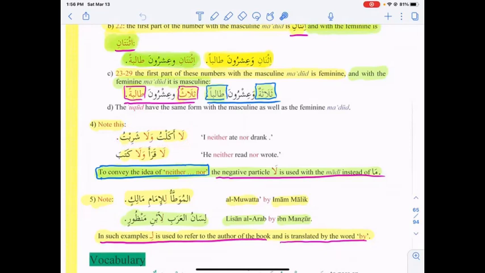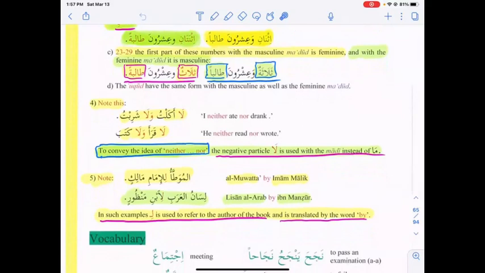This will come in the Quran. La qara'a wa la kataba. He neither read nor wrote. So to convey the idea of neither or nor, the negative particle la is used with the madi instead of ma. We know that. I told you now. I will read it again: to convey the idea of neither or nor, the negative particle la is used with the madi instead of ma. We have to remember that.